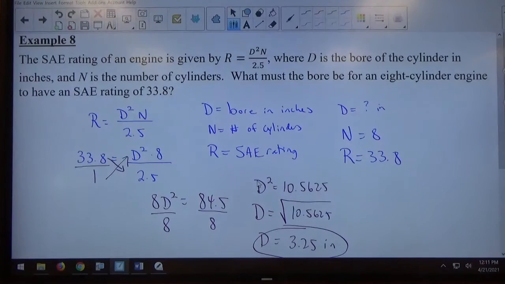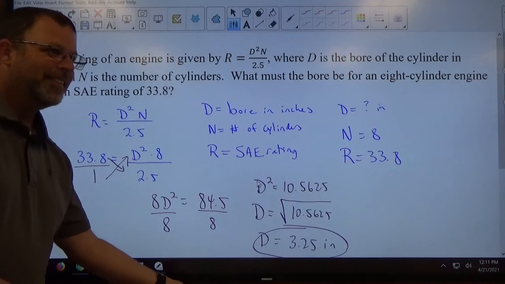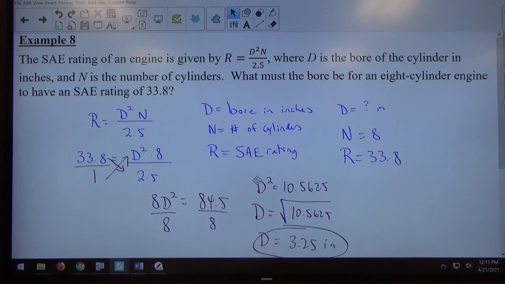It didn't specify number of decimal places, a couple decimal places, good. Especially 3 1/4. I mean, that's a pretty typical measurement, right? It's an actual 1/4 inch measure on most rulers, so that'd be helpful. So anyway, 3 1/4 inches would be the diameter of the bore of this 8-cylinder engine.